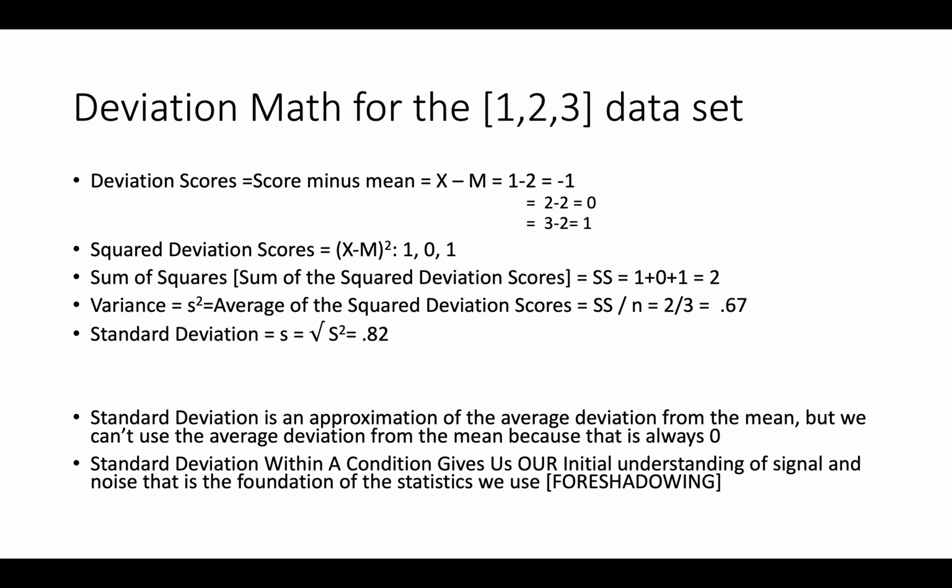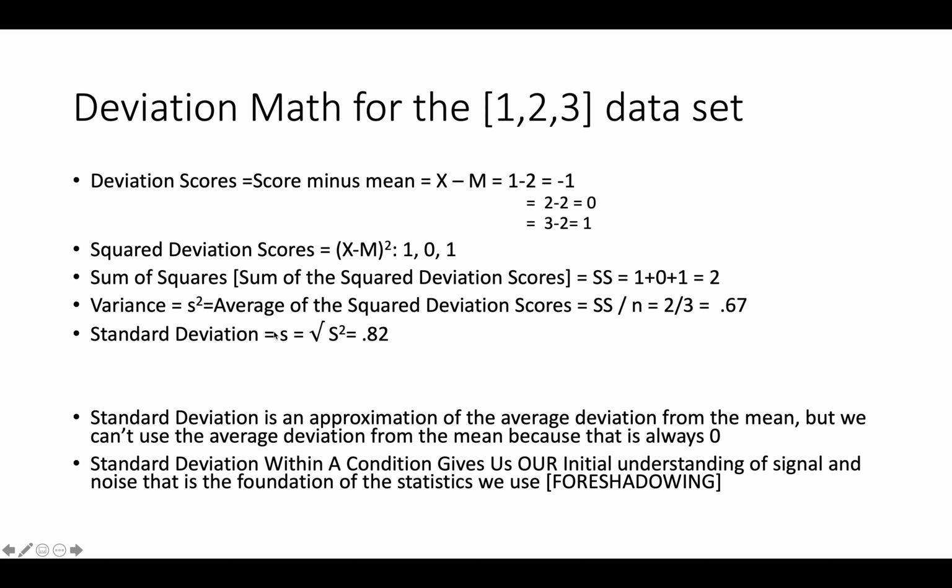But we're not at the end of our calculation yet, right? We're trying to calculate the approximation of the average deviation. And we're doing this weird squared square rooting process. So right now we've just squared them. We've added them together. Now we divide by 3, the number of observations. And so we get what is known as our variance, S squared, the average of the squared deviation scores, right? And that equals 0.67.